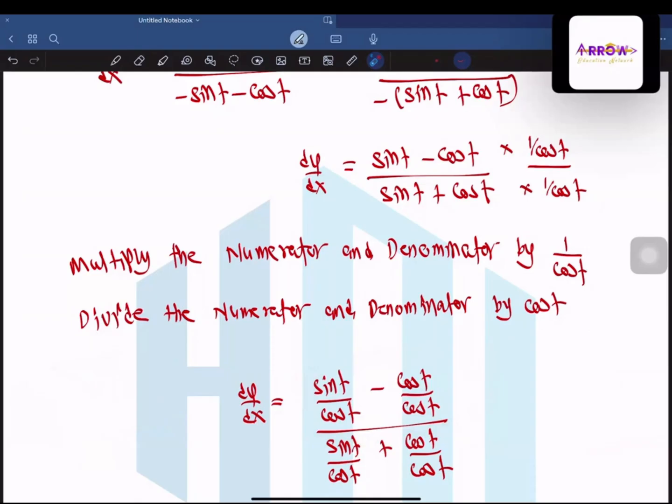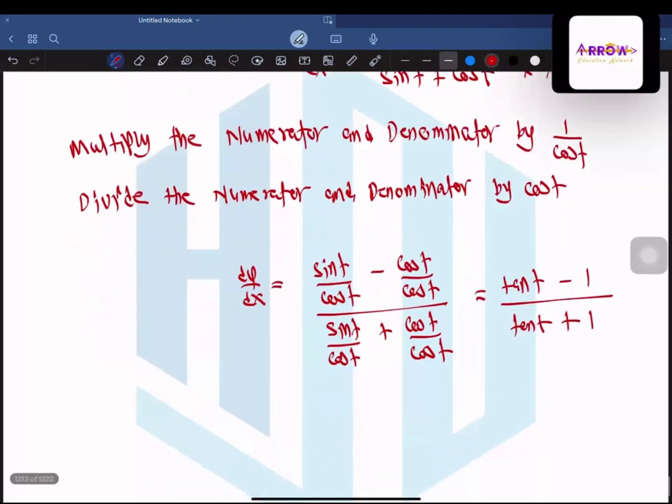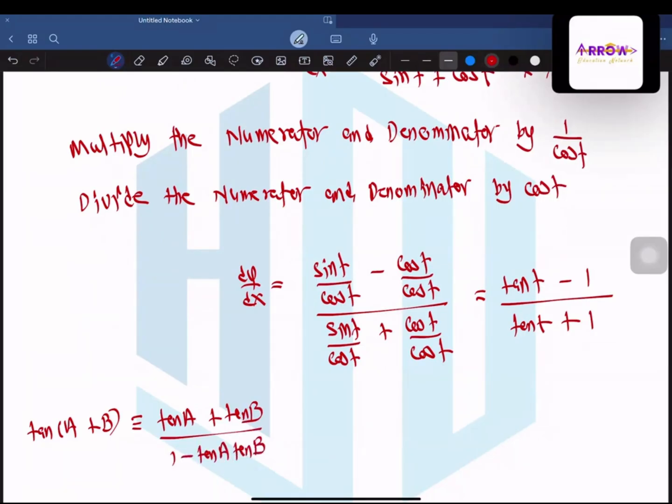Okay, so what I'm going to do now, since in place of sine t over cos t I can write tan t, and cos t divided by cos t is 1. So tan t minus 1 divided by tan t plus 1. Now what you need to understand over here is that the expansion of tan a plus b is tan a plus tan b divided by 1 minus tan a times tan b. And also, when you expand tan a minus b, the minus sign is in the numerator and the positive sign is in the denominator.